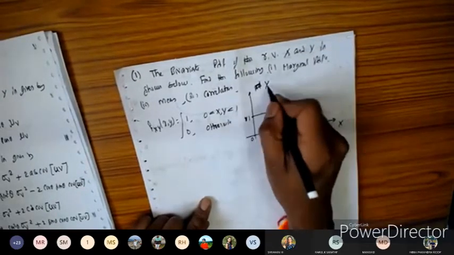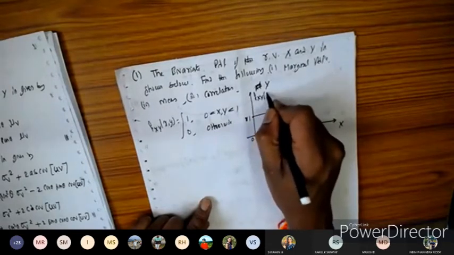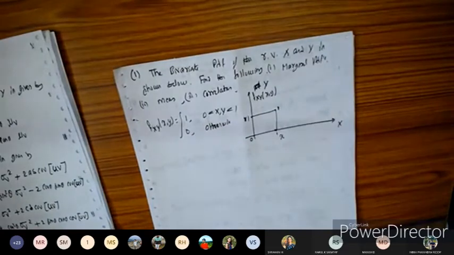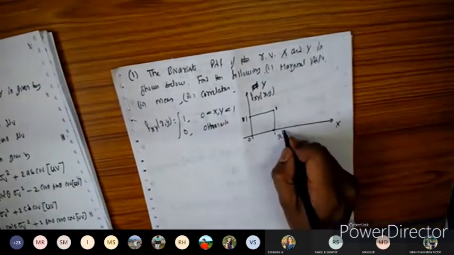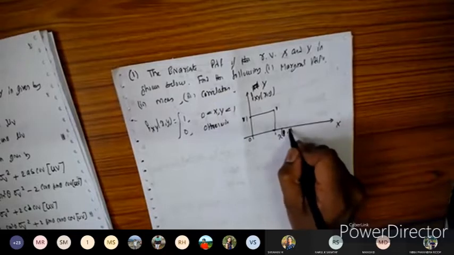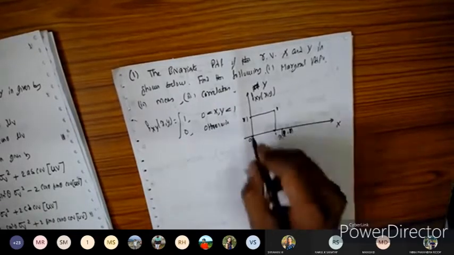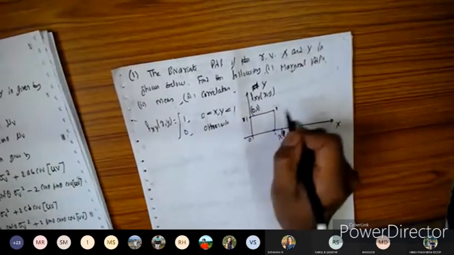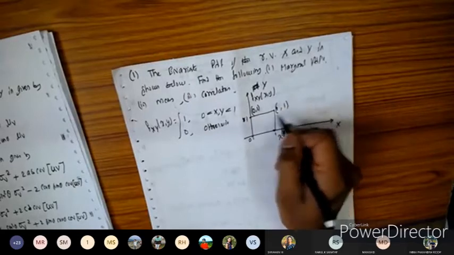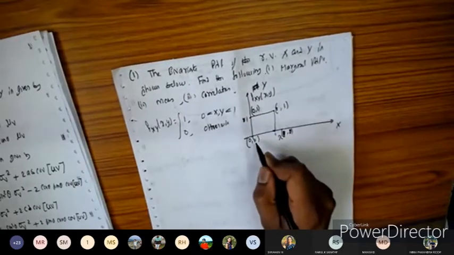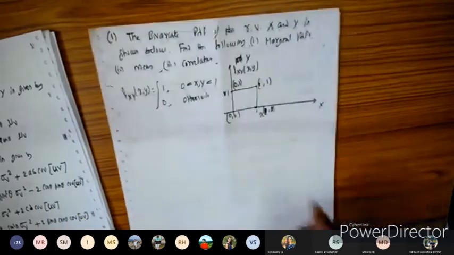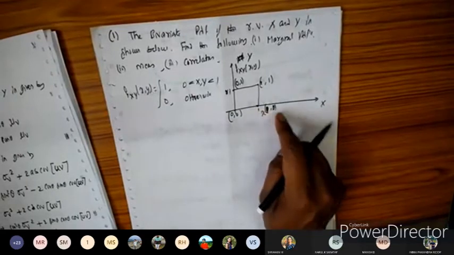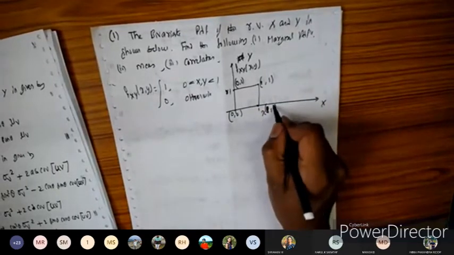This is the y-axis, and this is fxy of x comma y. This is 0 comma 1, and this is 1 comma 0. The value of the x-axis is 1 and the y-axis is 0 at this point, and at this point the y-axis is 1 and the x-axis is 0. Here both x and y are 1, and here both are 0. We can represent the coordinates like this: 1 comma 0, 1 comma 1, and 0 comma 1.